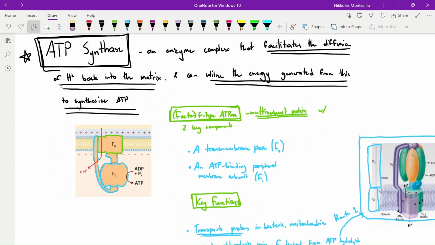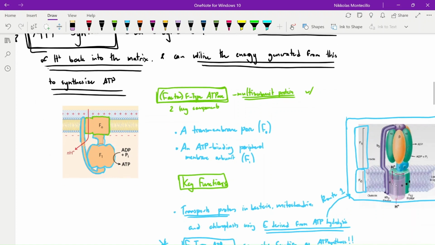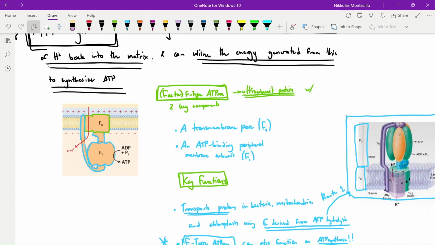So let's break down the structural components of ATP synthase. ATP synthase is what we would call an F-type ATPase, where it is a multi-subunit protein comprised of two key components. So the first component is a transmembrane pore, denoted as F0, and we can see that here in this diagram right here. F0 is a transmembrane pore protein. And then we see that it also contains an ATP binding peripheral membrane unit. So peripheral meaning it's in the periphery, or it's attached to F0, right? And it binds ATP.